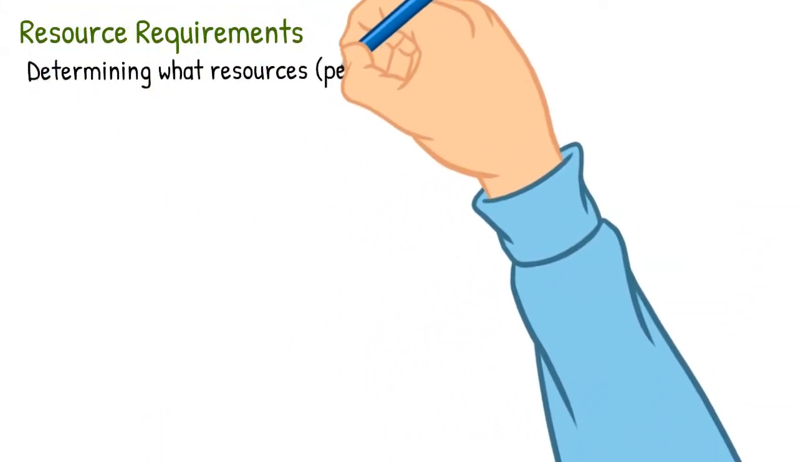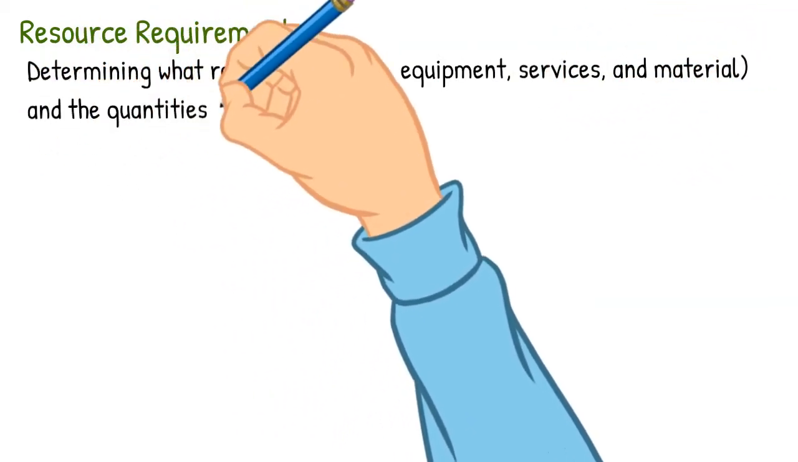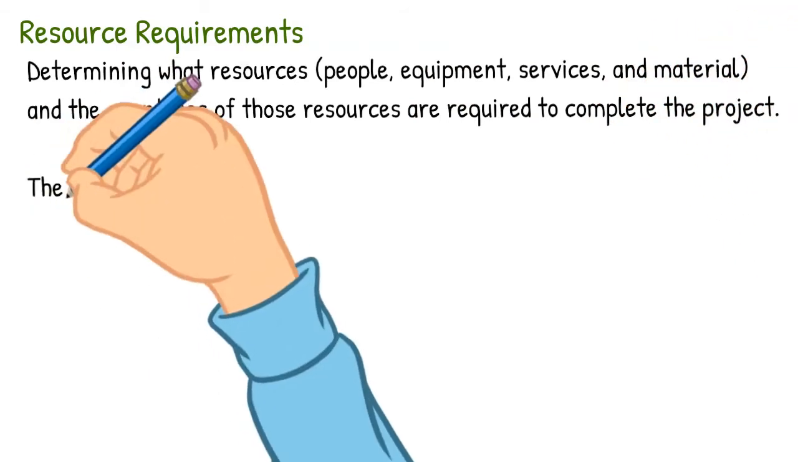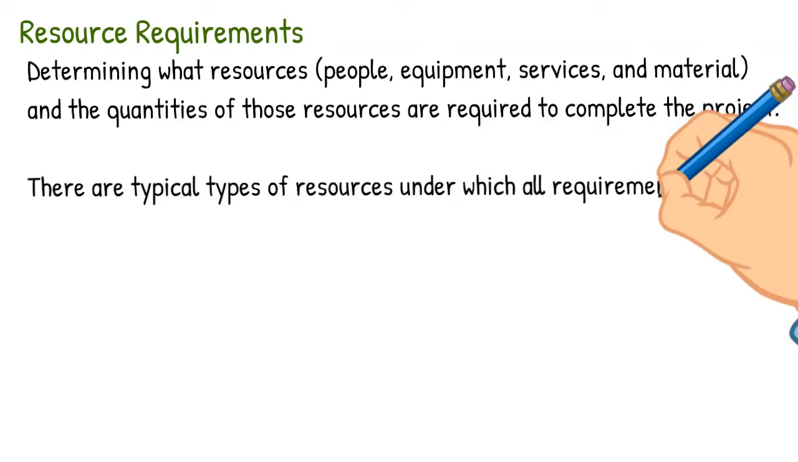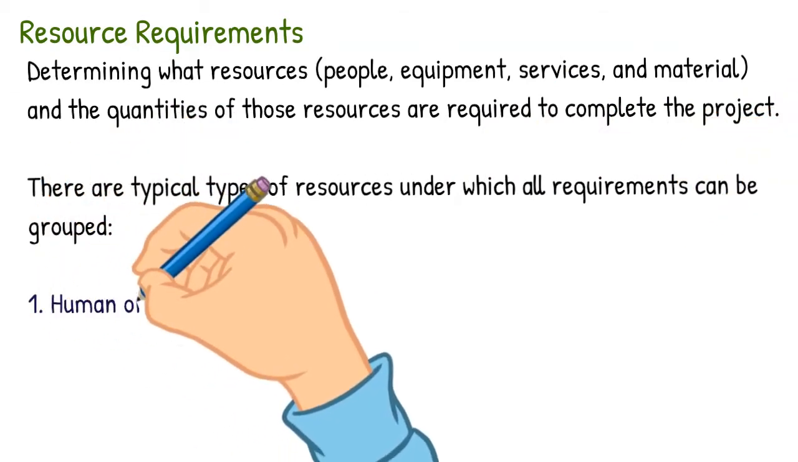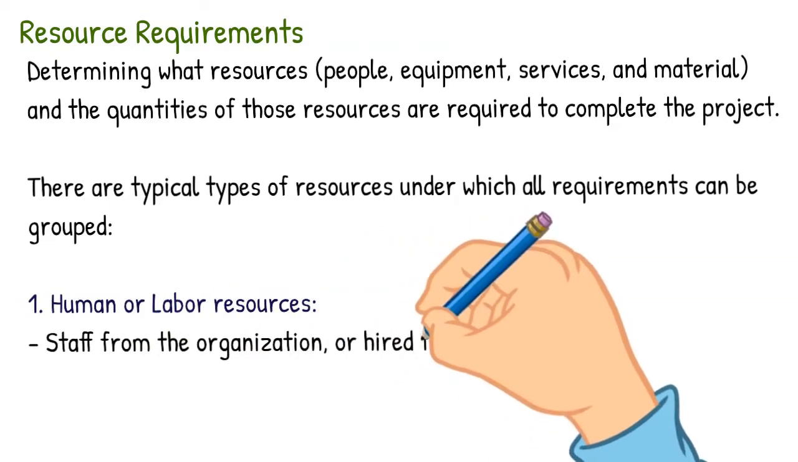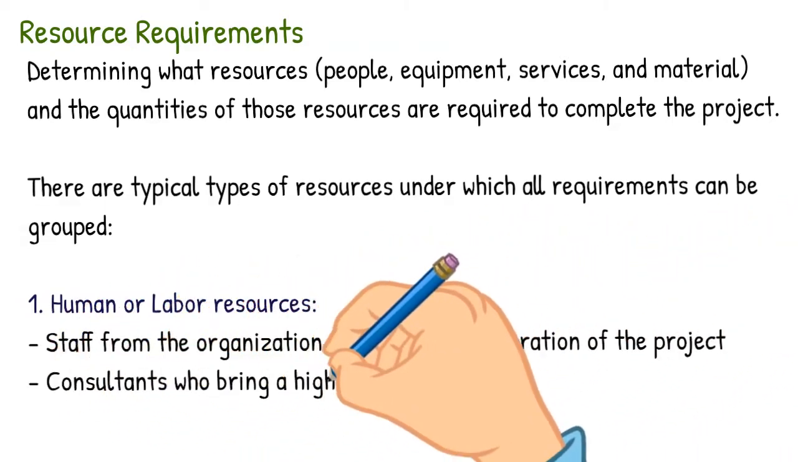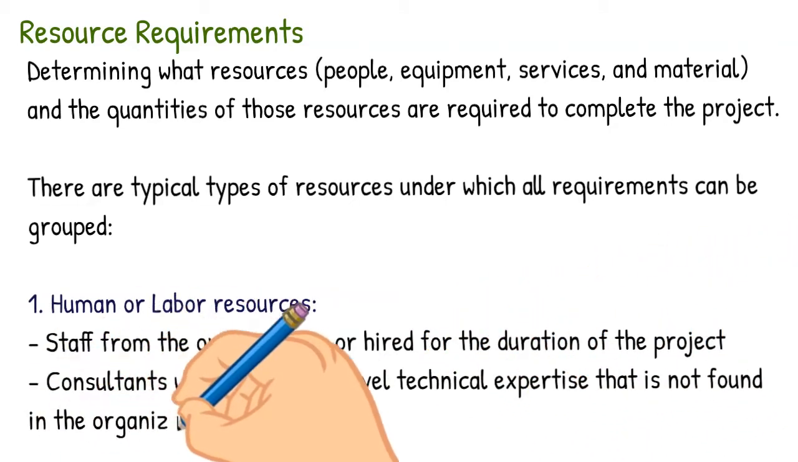Resource requirements. Determining what resources, people, equipment, services, and material, and the quantities of those resources are required to complete the project. There are typical types of resources under which all requirements can be grouped. 1. Human or labor resources, including staff from the organization, or hired for the duration of the project. Consultants who bring high-level technical expertise that is not found in the organization or in the local labor market.